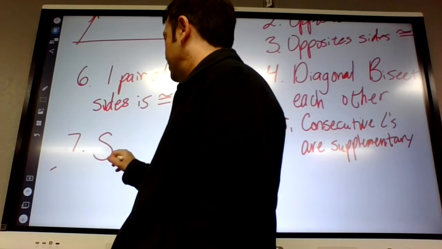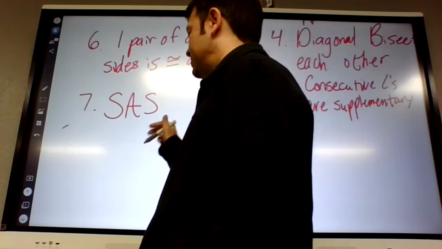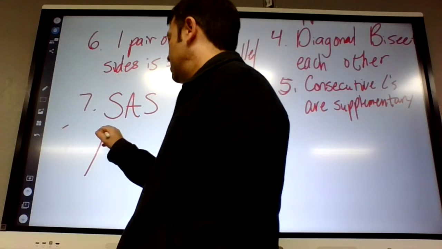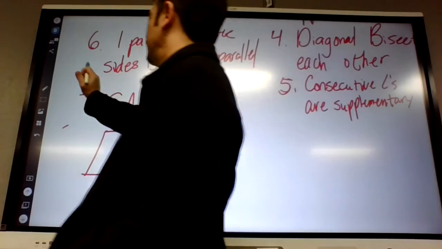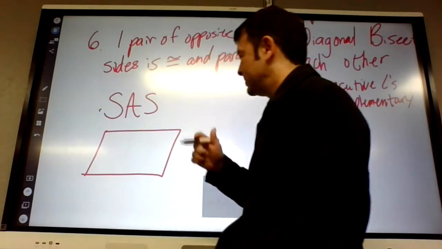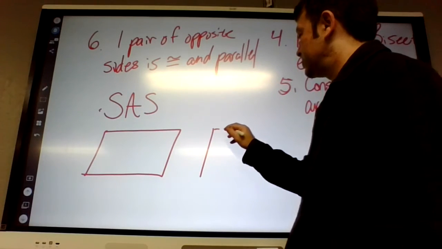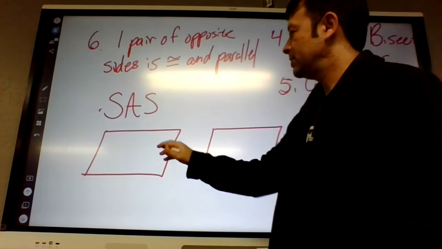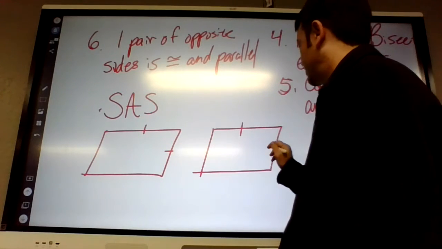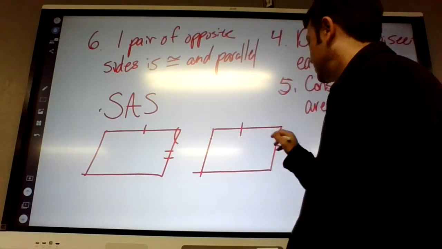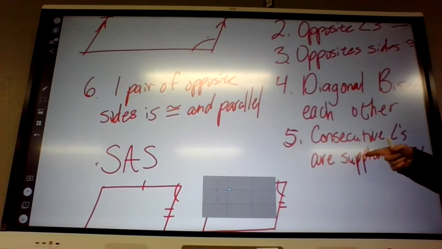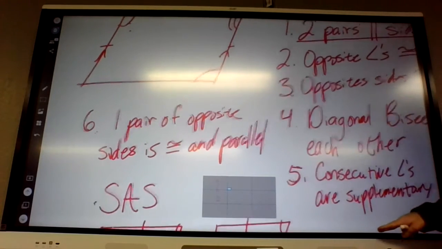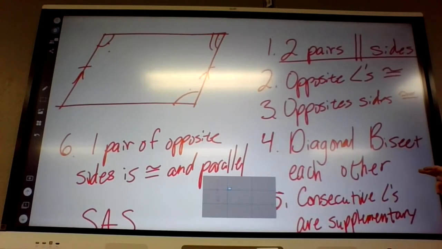I will write this one down though. There's also something called side angle side congruence. This is for 2 different parallelograms though, so maybe I shouldn't call this number 7. You guys remember side angle side from triangles, right? These 2 parallelograms are congruent if side angle side. Okay. Mostly it's these 6 that are the important ones. If you had to remember anything, that's it.